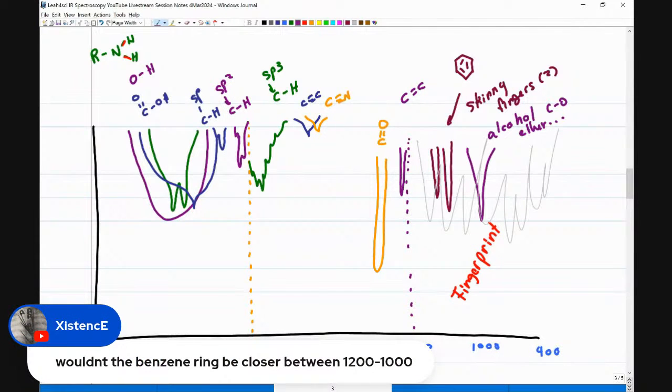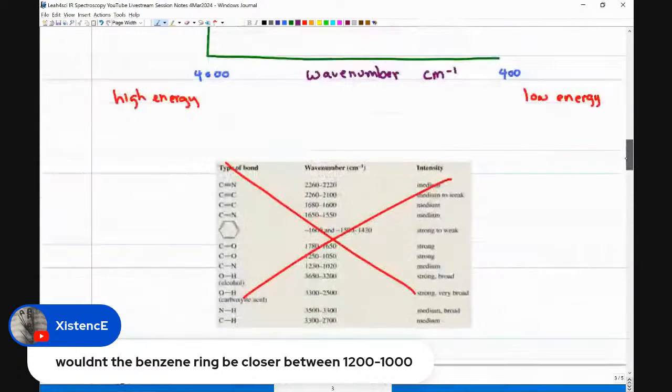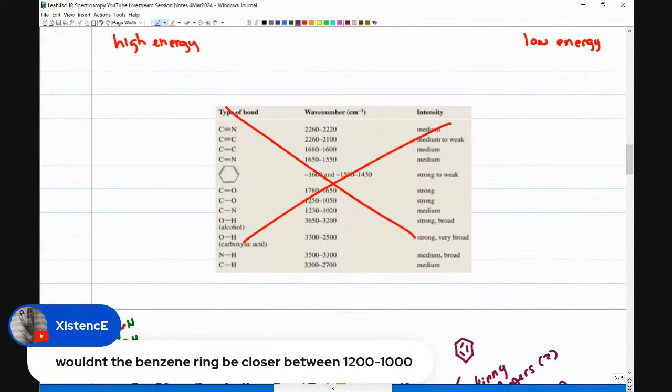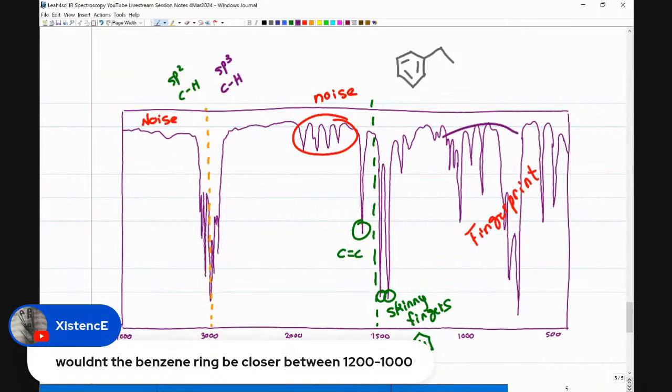Question. Wouldn't the benzene ring be between 1200 to 1000? So if we look at the numbers itself, the benzene ring, I crossed it out, but it's showing 1430 to, I think the number is 1600, under 1500. So the skinny fingers are just under 1500. There is more. Let me clarify. There is more in this region that tells us there is a benzene ring here.